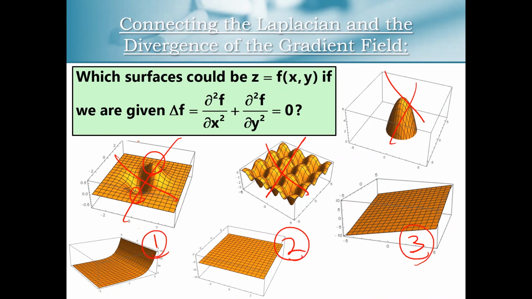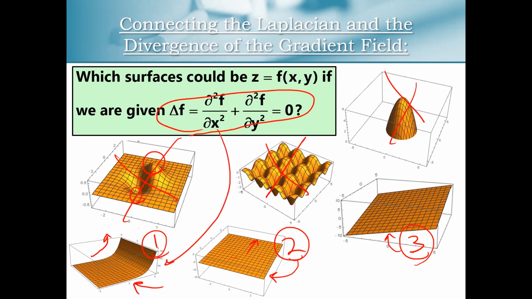A constant function is certainly an example. Number 2 right here, a constant function does have a Laplacian equal to 0. If I tilt this plane upwards a little bit, like number 3, I still have a Laplacian that's equal to 0. And it doesn't have to be linear either. Look at this one, number 1, also has a Laplacian equal to 0. It's got some curvature to it. It's not constant, it's not linear, but we still have a Laplacian equal to 0 because there are no local maxes or mins on my surface.